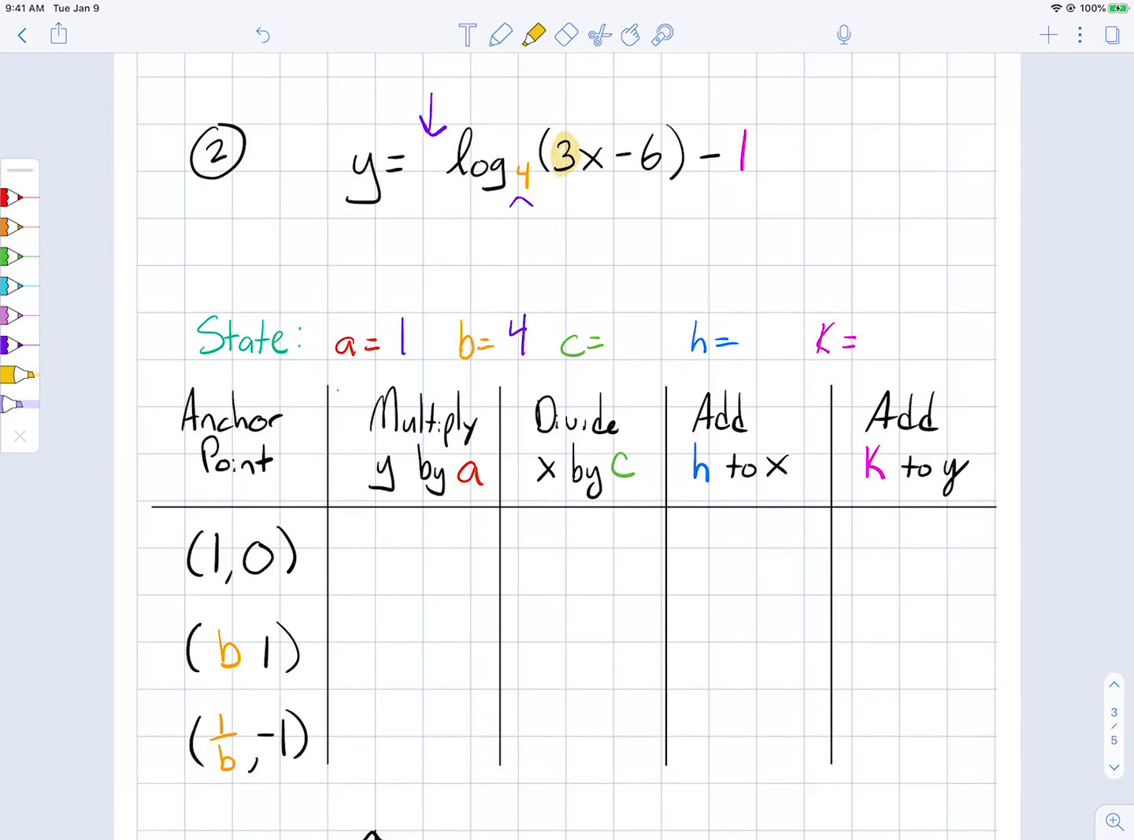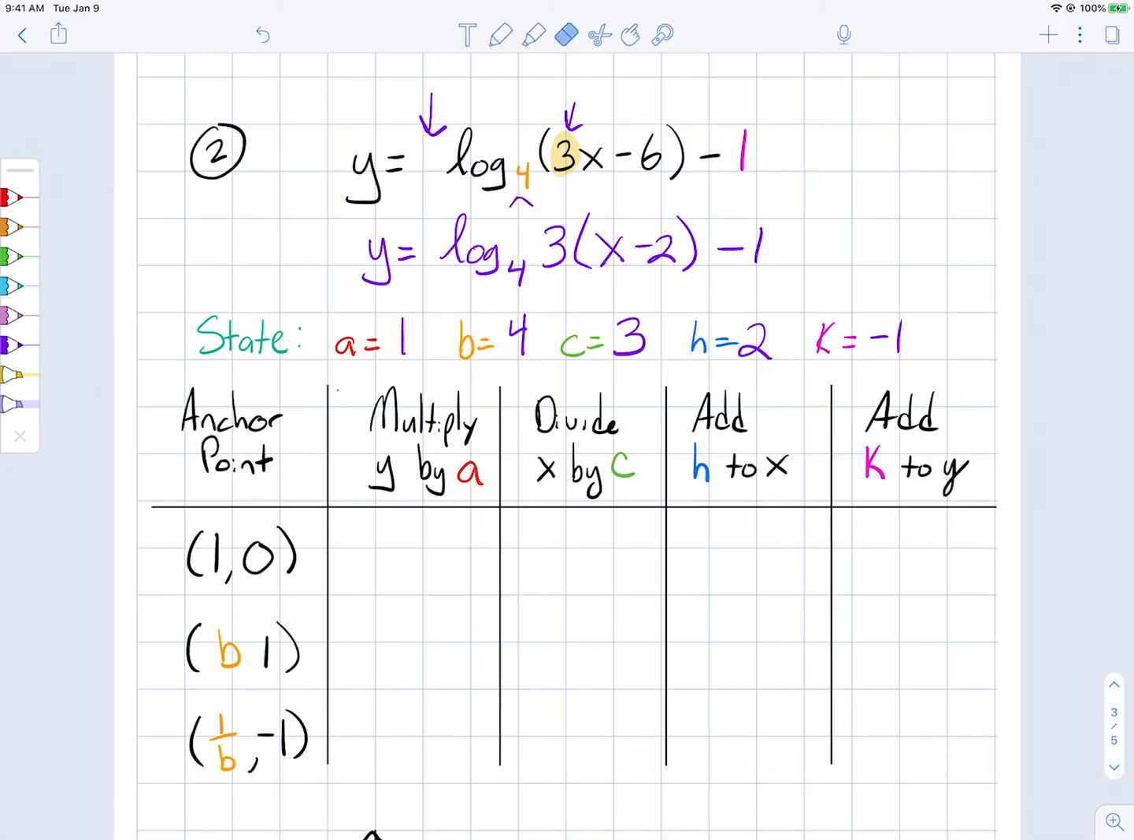And we can only have a number there if it's in front of the parentheses. So I actually need to modify this equation. This is a 3, which means I need to factor out a 3. If I factor out a 3, I get 3 times x minus 2, and it still says minus 1. So that means that C is a 3. That's the number that is in front of the parentheses. H is a positive 2, and K is a negative 1.